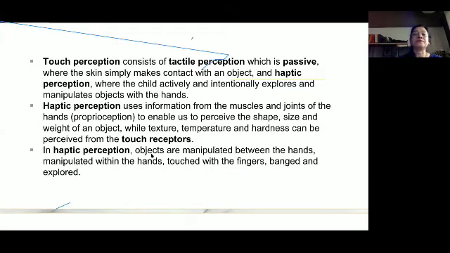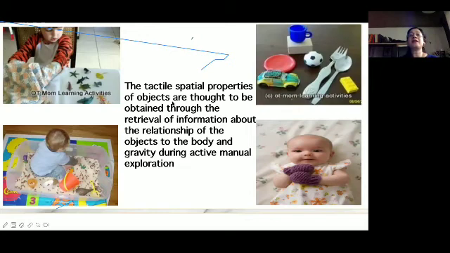So the tactile spatial properties of objects are thought to be obtained through retrieval of information about the relationship of the objects to the body and gravity. Very important. Objects to the body and gravity during active manual exploration. You can see the little one with mittens here, and this is exactly what happens. Many people feel that putting mittens, as I was mentioning, is good in early infancy. I would say that does not give a boundary.